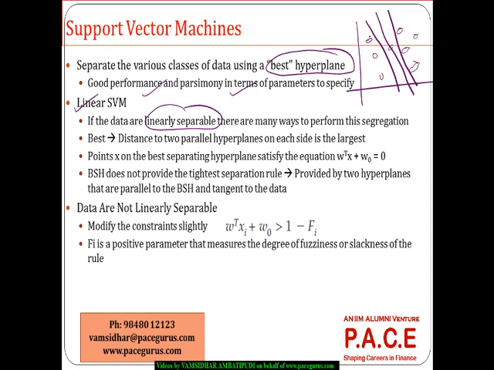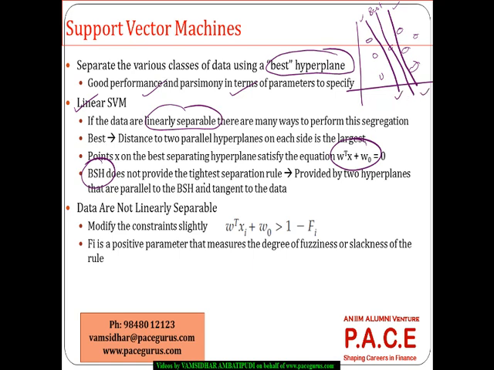So for the point X on that best hyperplane, I am choosing two lines here, two planes here. Whichever satisfies the equation W transpose X plus W naught equal to 0 is the best hyperplane. The best separating hyperplane need not provide the tightest separation rule. It is actually provided by these two parallel ones which are separating it.